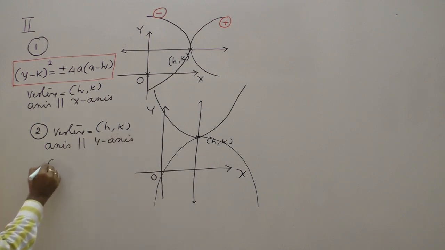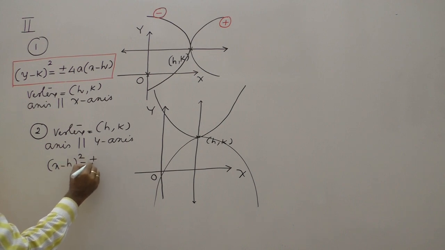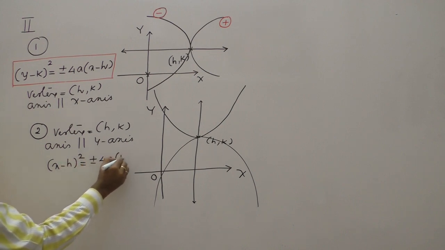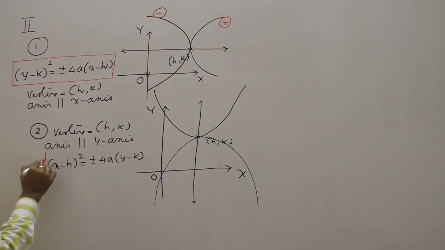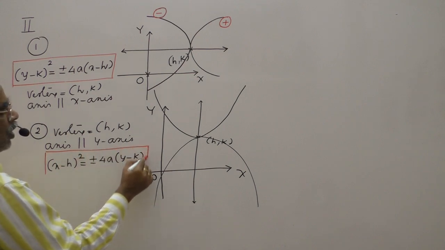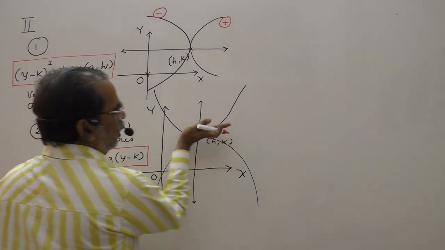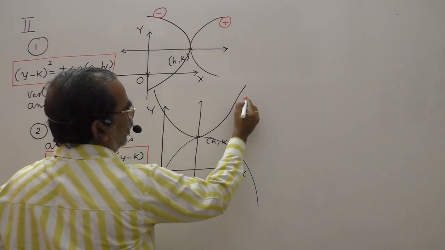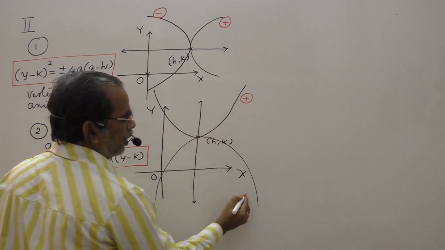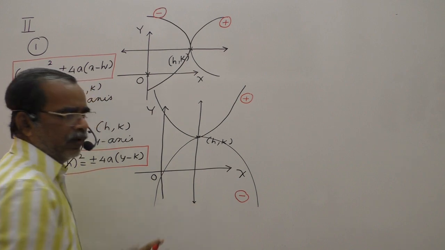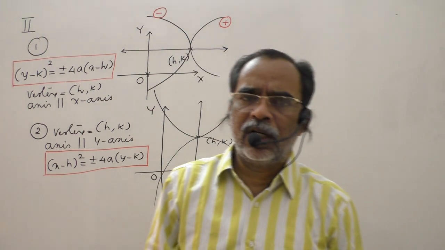In this case, the equations of the parabolas are (x minus h) whole square equal to plus or minus 4a into (y minus k). There are two equations in this, plus or minus. When to take minus? If the curve is upwards, then you should take plus in the equation. If the curve is downwards, you should take minus in the equation. That's all. These are known as the second set.